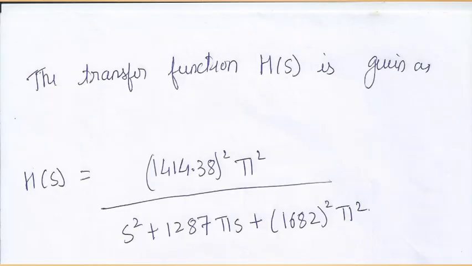The final step in the numerical of Chebyshev filter design is to write the transfer function H of s. As in the previous steps, we have computed the value of numerator separately and the value of denominator separately. So here, to form H of s, we write the value of the numerator which we have computed and the value of denominator which we have computed. So this completes the numerical of Chebyshev filter design.